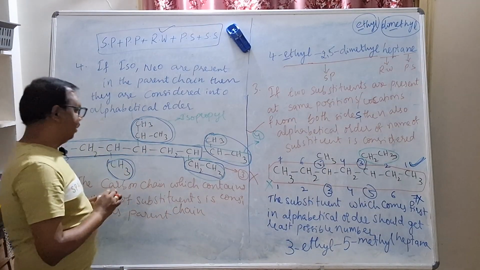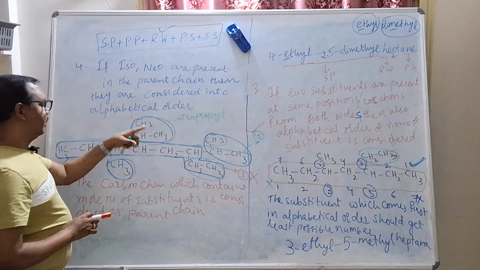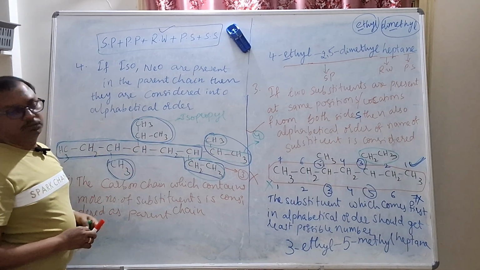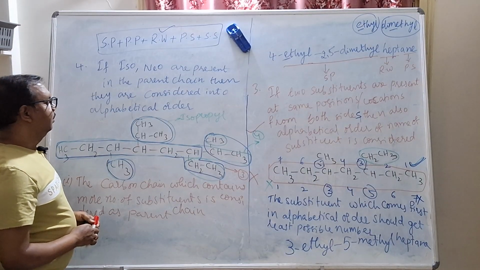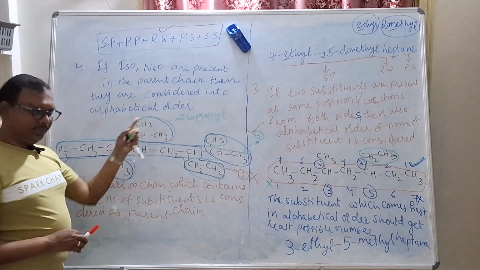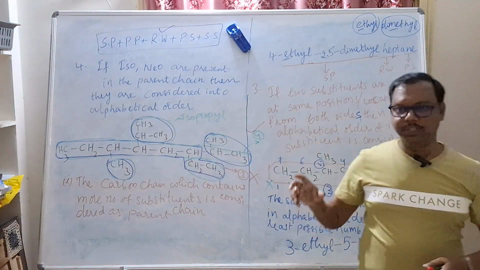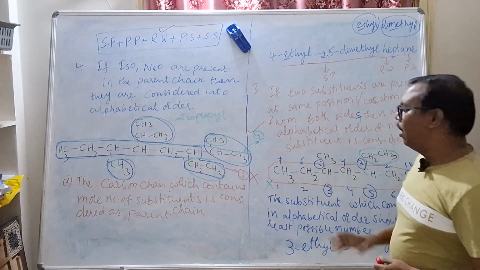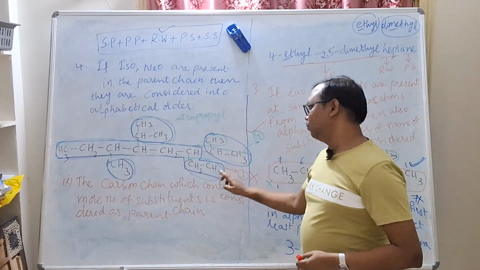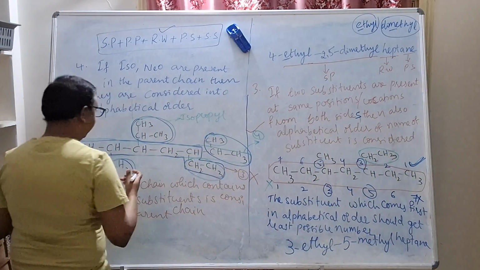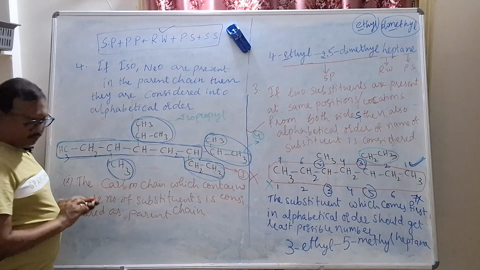Are you getting it? Now, with respect to green, you have to write the name of the compound, right? If you write the name of the compound with respect to green, then how many methyls are there? 2 methyls, 1 ethyl, 1 isopropyl. Okay, I am writing the groups here.